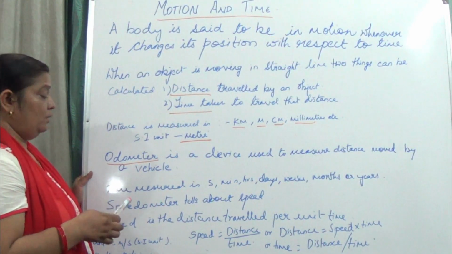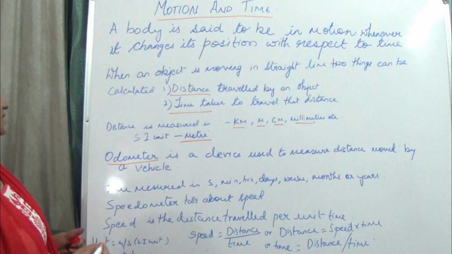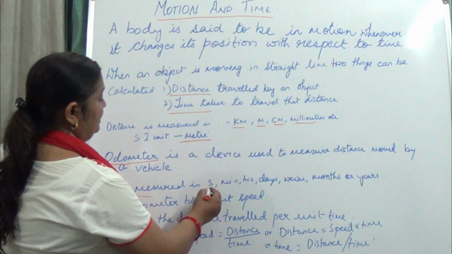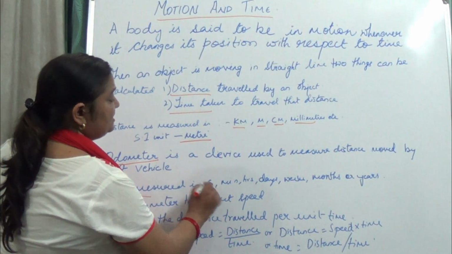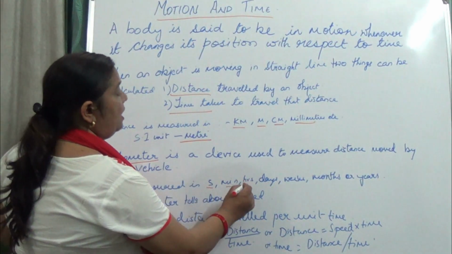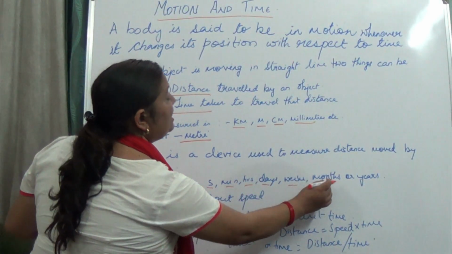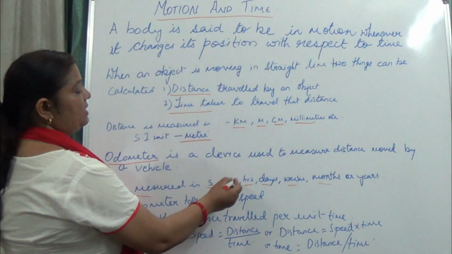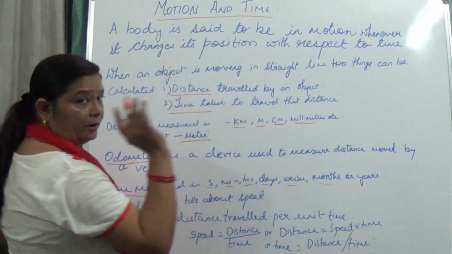Now, how is time measured? In which units? Time is measured in seconds, minutes, hours, days, weeks, months and years.